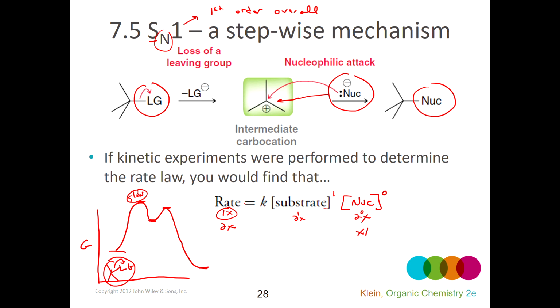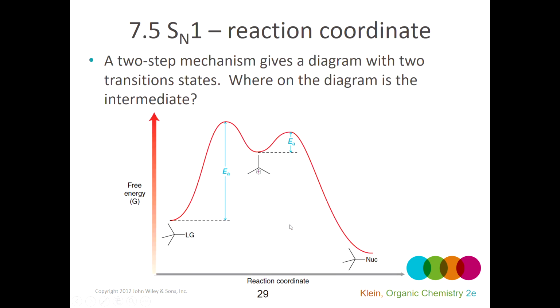So I get a different rate law in an SN1. I get rate equals the rate constant times the molarity of the compound with the leaving group. The nucleophile does not affect the rate. And so here's the reaction coordinate diagram.